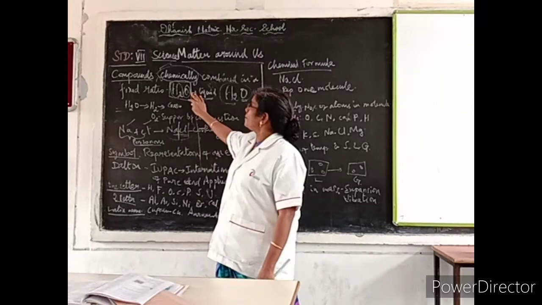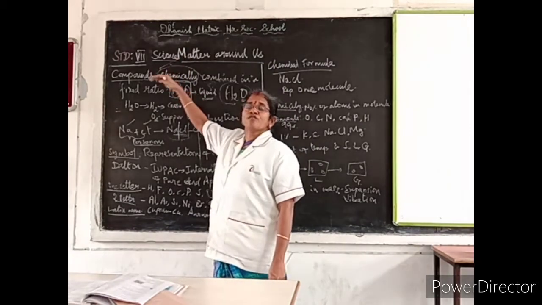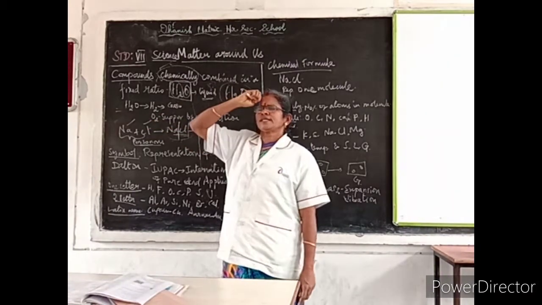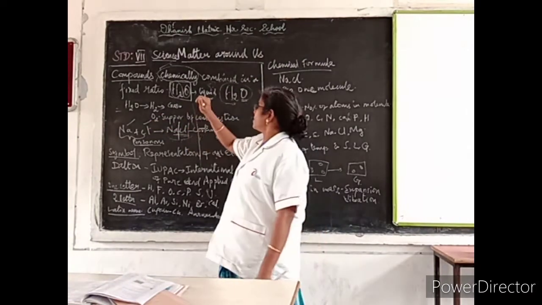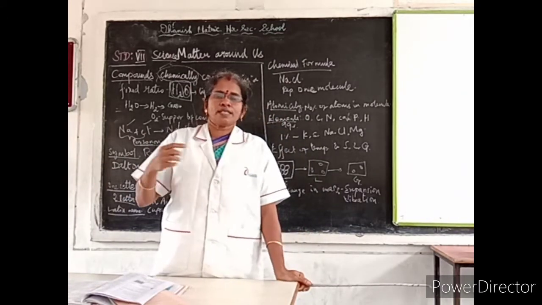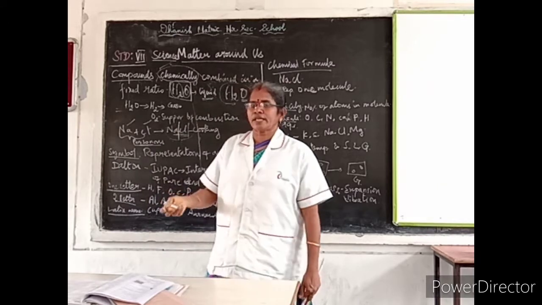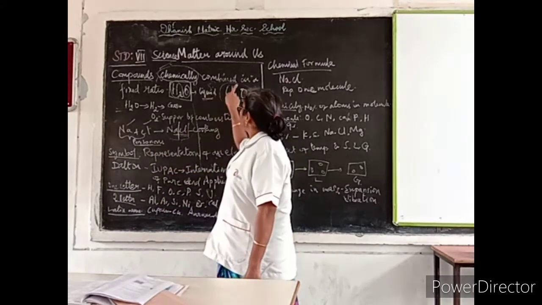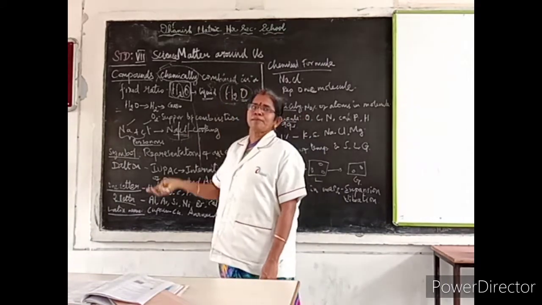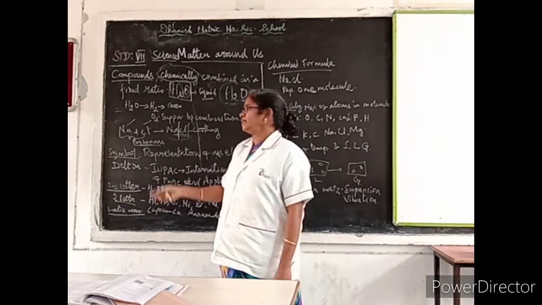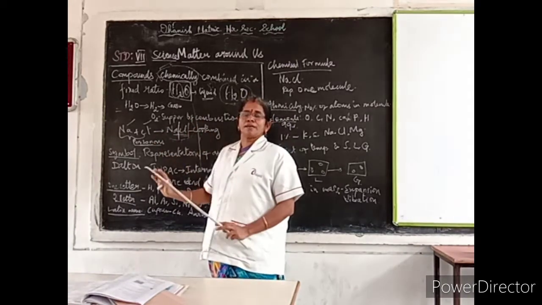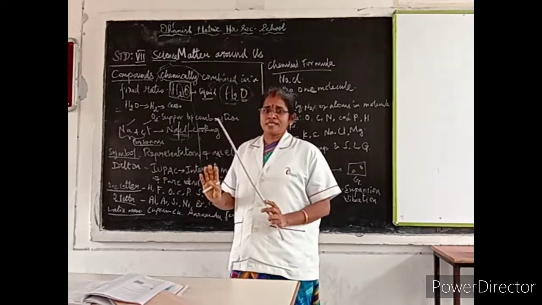Clear now? So compounds are nothing but the atoms of different elements combined in a fixed ratio. Whatever water you take, rainwater, well water, bore water, any water, will have 2 atoms of hydrogen and 1 atom of oxygen. Like the table salt, whatever salt you are taking will have sodium and chlorine. So that means it is chemically combined in a fixed ratio.